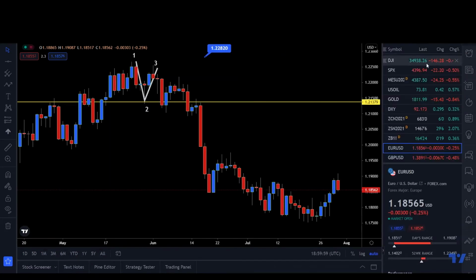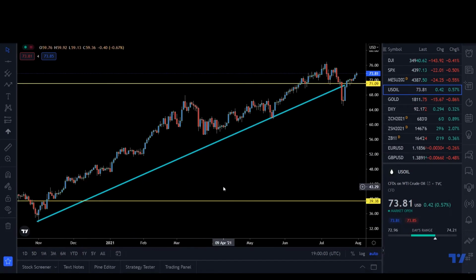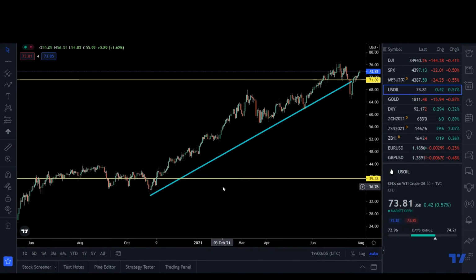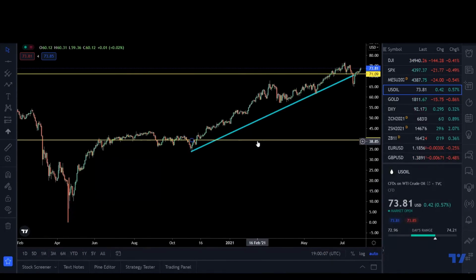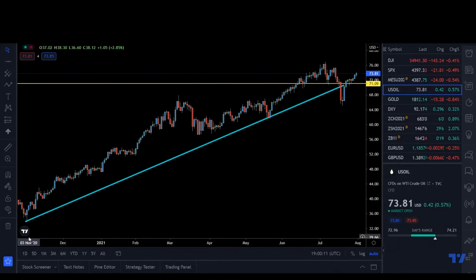Here we'll go to oil. So here's the oil market, right? Now, I don't know if you can see it, but look, here's a 1-year chart in oil. Here's November back in 2020. Here's where it is now, July 2021, or whatever, right?